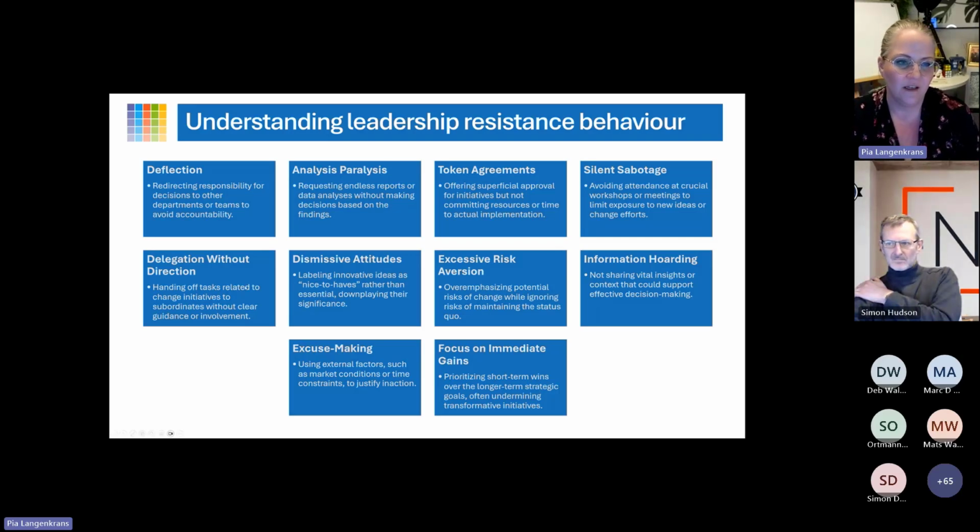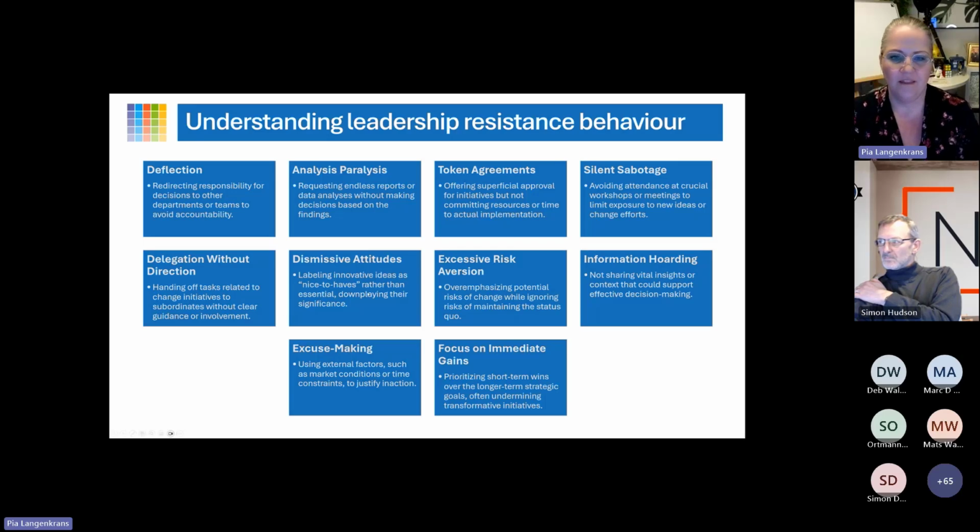They're sitting on their phone during the meetings and not engaging. And also delegation without direction. That's also something like, yeah, I'll hand it over to this junior person in my department, and they come and they can't do anything. They don't have the mandate to do anything. So you're just sitting and waiting for that person to go away and come back with something.